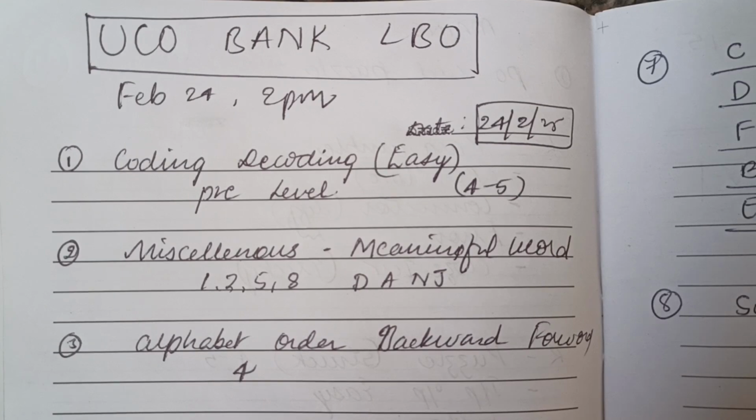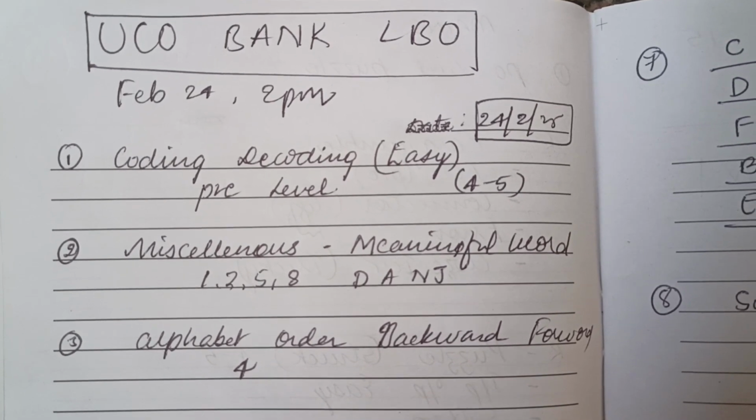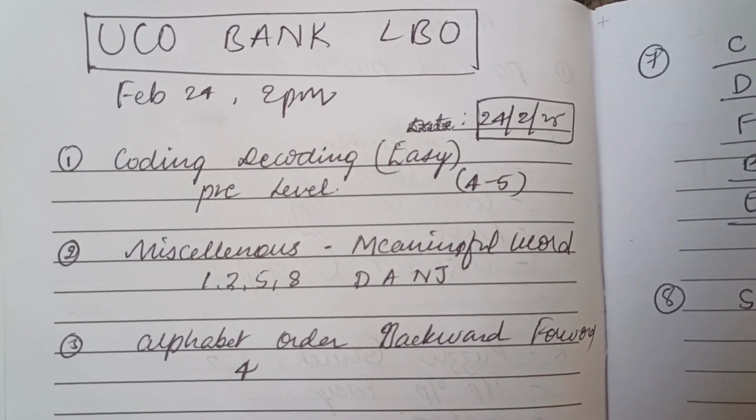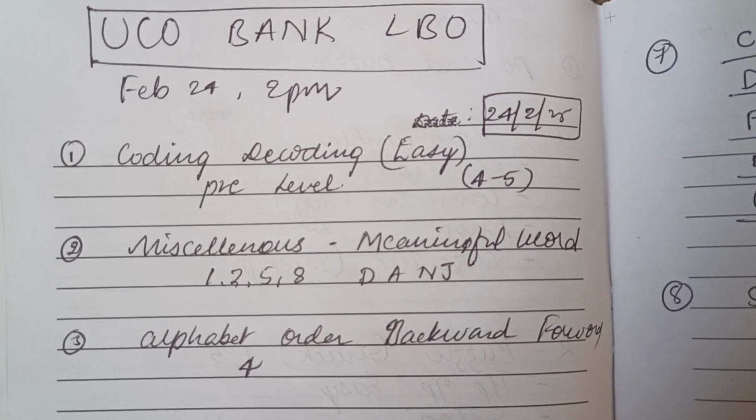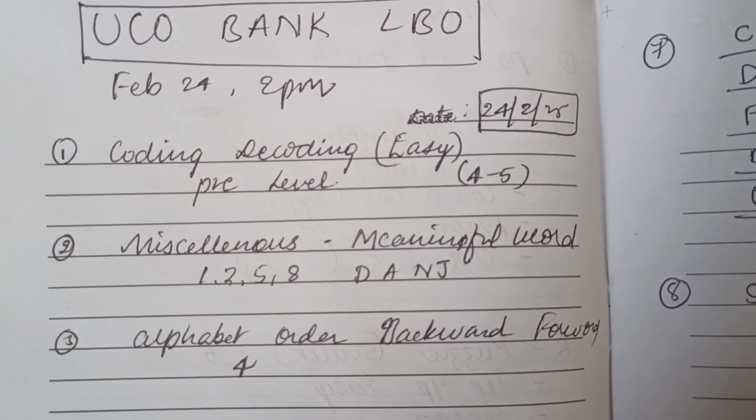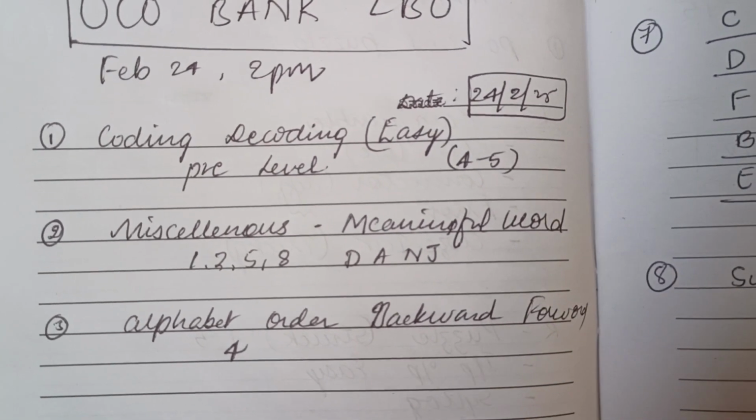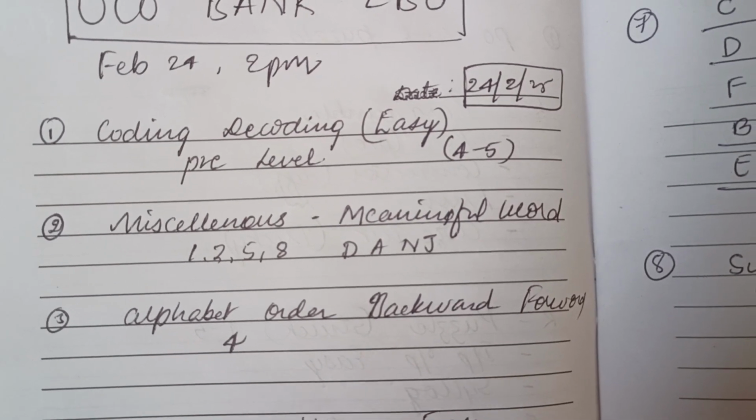So this is the video of UCO Bank LBO Self Given Analysis and this is part 2. So let's get started. As we all know, the sequence was reasoning, general awareness, English and quants.